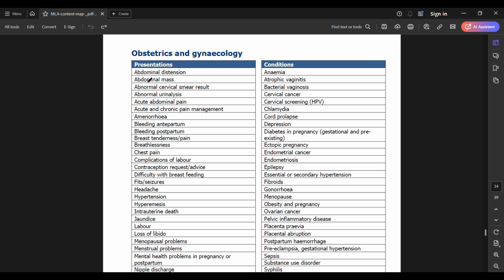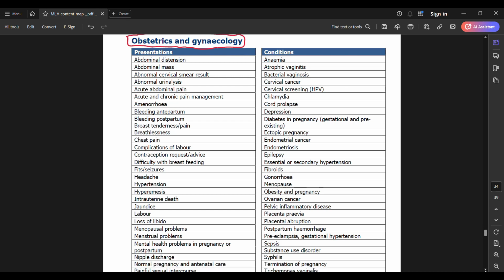Hello everyone, welcome back to the MLA Concept Map walkthrough. Today we're going to walk you through obstetrics and gynecology. This is something that will most definitely show up in your exams, whether you're giving your MCQ exams or your OSCE stations. You can be sure that something is going to show up from obs and gyne.